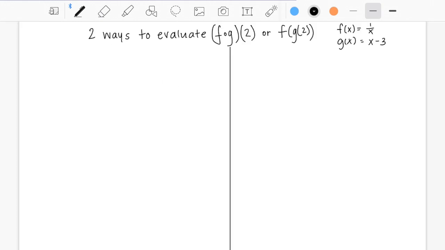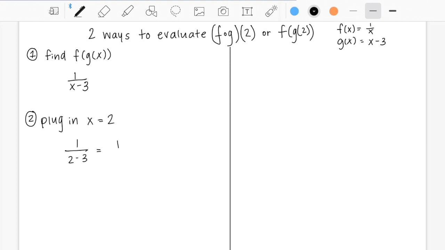All right, we're almost done. We're just going to go over evaluating compositions of functions when I give you an x value to put in. So there's two ways to evaluate this. One is to find f of g of x, the function, first, like we've just been doing, and then at the end plug in 2 into that function for x.